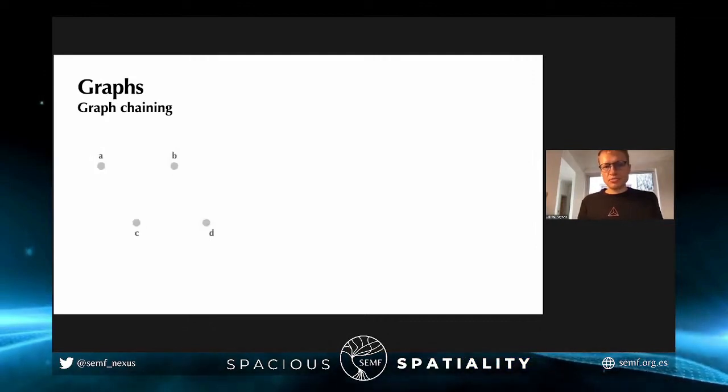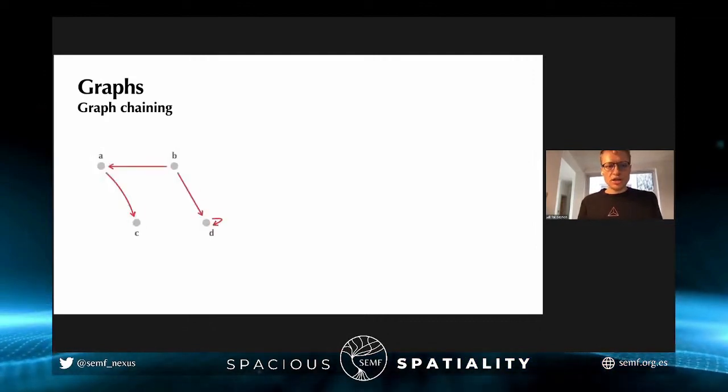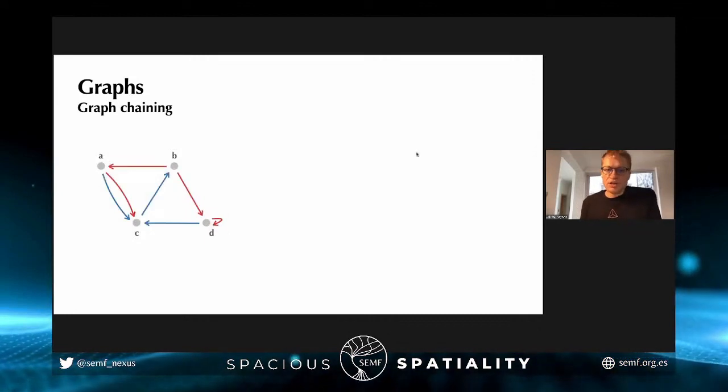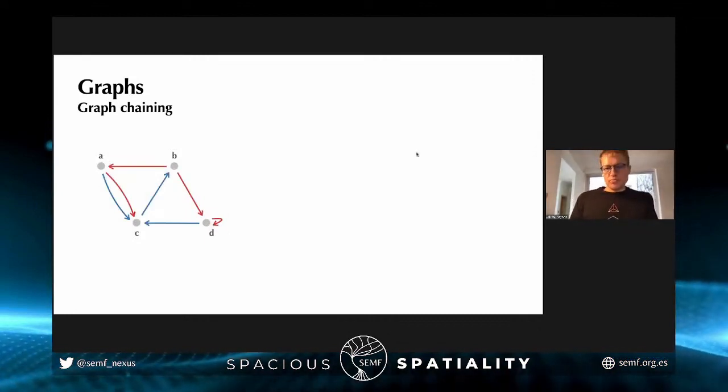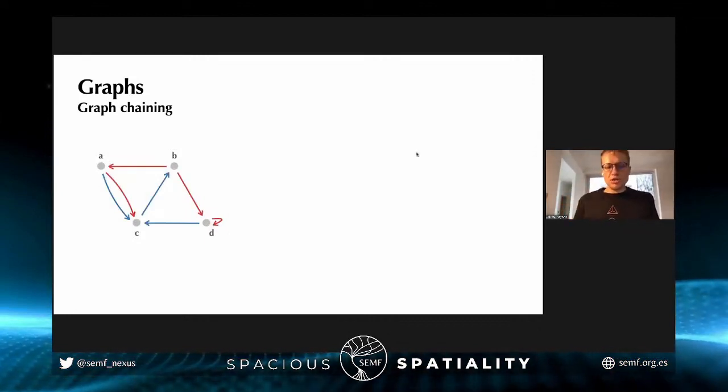Now let's look at something a little bit more abstract called graph chaining. We're now going to have two graphs that are shown superimposed on the same vertices.